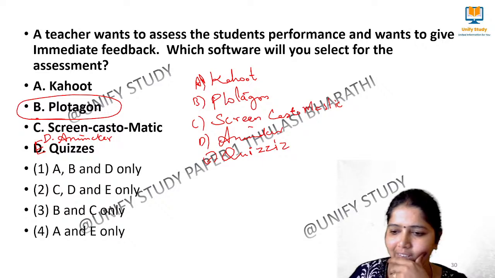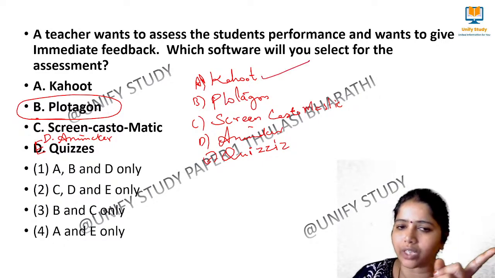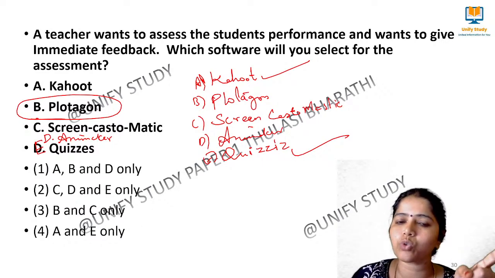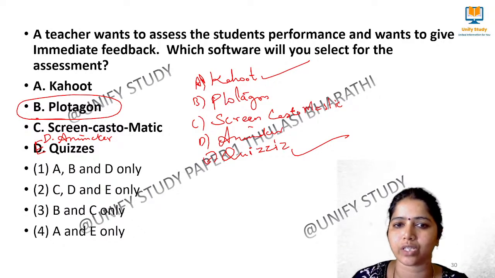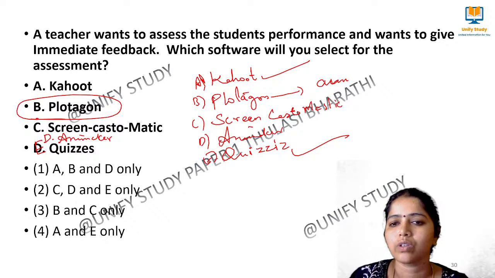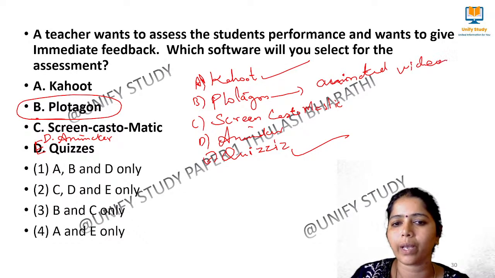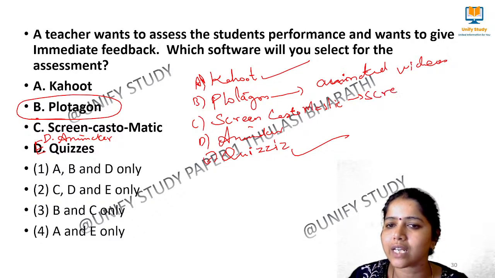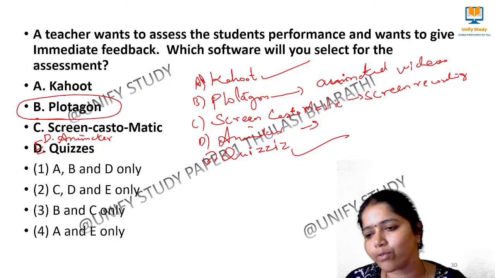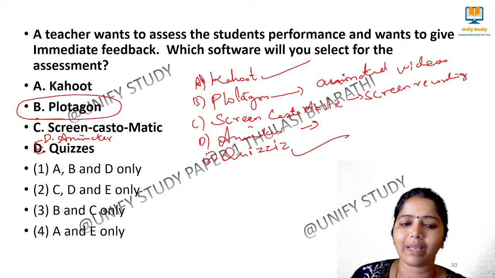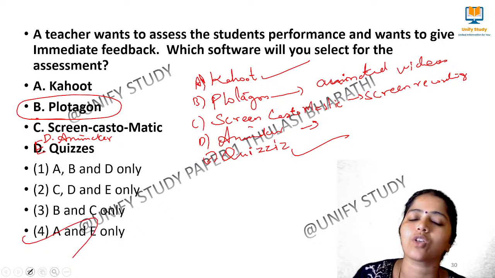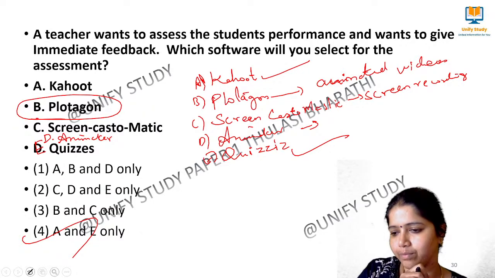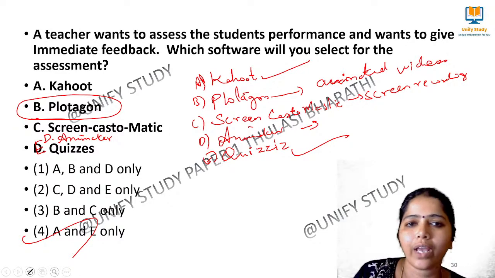Yes, right. Very good. Kahoot will come, Quiz will come, and these two are meant for interactive quizzes. Plotagon is for creating animated videos. Screencast-O-Matic is used for screen recording. Clear? Animaker is also meant for creating animations. So the right answer for this question is option A and E. Yes, exactly right. Okay, clear, right?